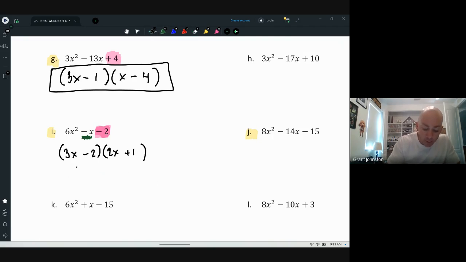So 3x times 2x is 6x to the second. 3x times 1 is 3x. Negative 2 times 2x would be negative 4x. Negative 2 times 1 would be negative 2. Aha. 3x minus 4x is in fact negative 1x. Therefore, that's the correct factorization.